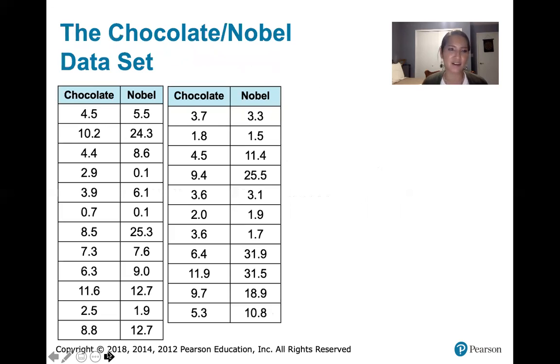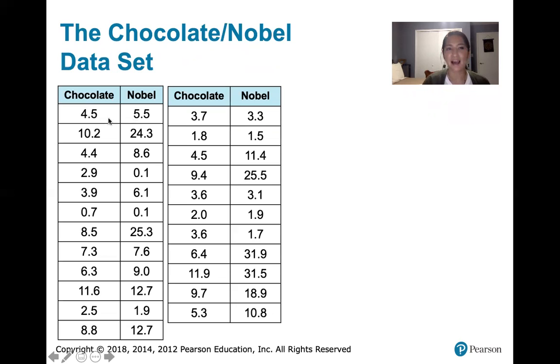So to give you a concrete example, let's look at that chocolate consumption and Nobel laureate rate data set. Remember, we have chocolate consumption in kilograms per capita in different countries. And then we have a Nobel laureate rate. This is a number of Nobel laureates per 10 million people in that country over the history of the time that the Nobel Prize has been awarded.